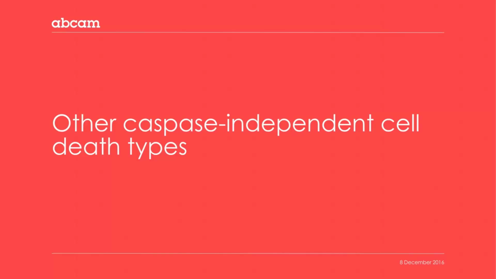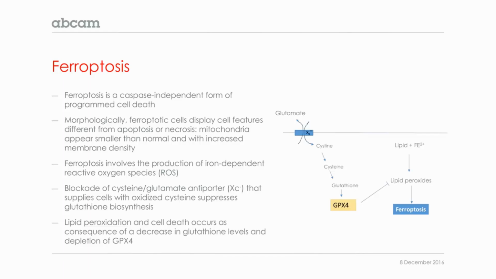So now that we have learned about necroptosis, the main caspase-independent cell death pathway, let's briefly describe some other minor pathways. So ferroptosis is another form of cell death which is independent of caspases. The morphology of ferroptotic cells is actually quite different from both apoptotic or necrotic cells. The main defining morphologic feature seems to be that mitochondria are smaller with increased membrane density. Also in ferroptotic cells, there is a lack of plasma membrane rupture or blebbing, and there is no nuclear condensation.